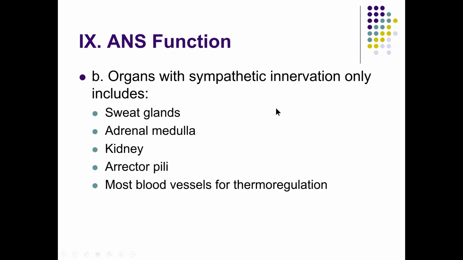Organs with sympathetic innervation only, so these are the organs that only have sympathetic innervation: sweat glands, adrenal medulla, the kidney, the erector pili. Remember, the erector pili is that little muscle at the bottom of the hair follicles that causes your hair to stand on end, and most blood vessels that are for thermal regulation. In other words, the vessels on the superficial surface, primarily the veins, that are for thermal regulation. So these organs only have sympathetic innervation. And so if you have sympathetic innervation on the sweat glands, you're going to sweat. And if you don't have sympathetic innervation on the sweat glands, you're not going to sweat.